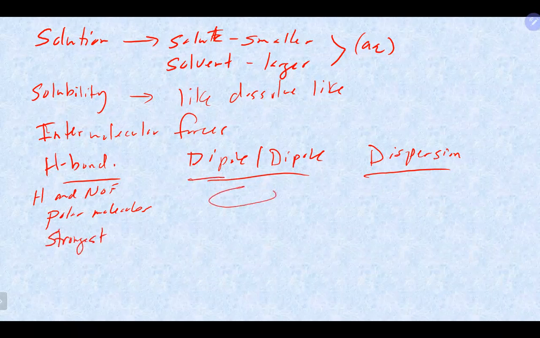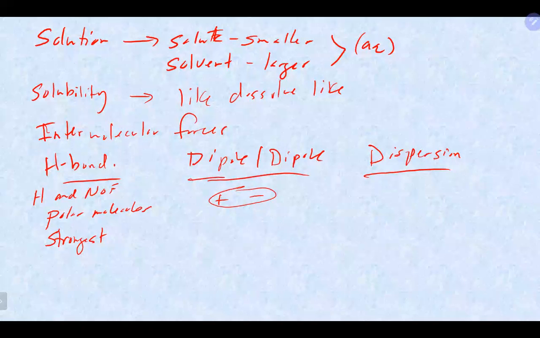Dipole-dipole is where we have our polar molecules, just like we do with hydrogen bonding, which really is a category of dipole-dipole interaction. But dipole-dipole is really for our polar molecules that don't have the ability to hydrogen bond. They are still polar molecules, and they are the ones that will do this. It is also relatively strong.